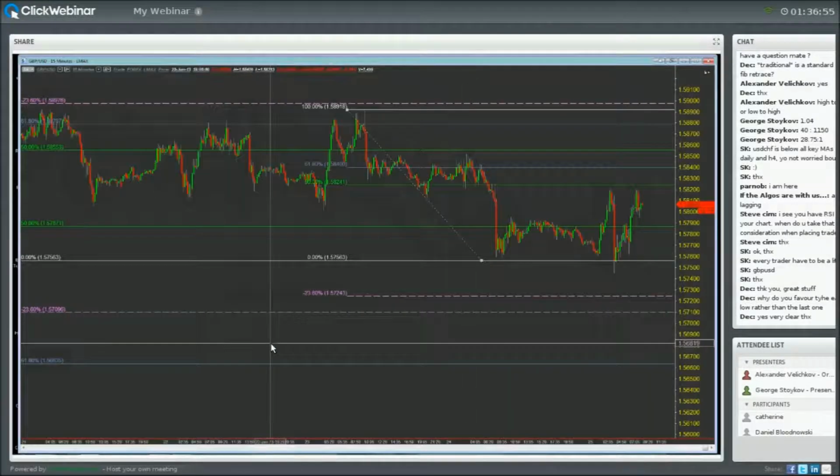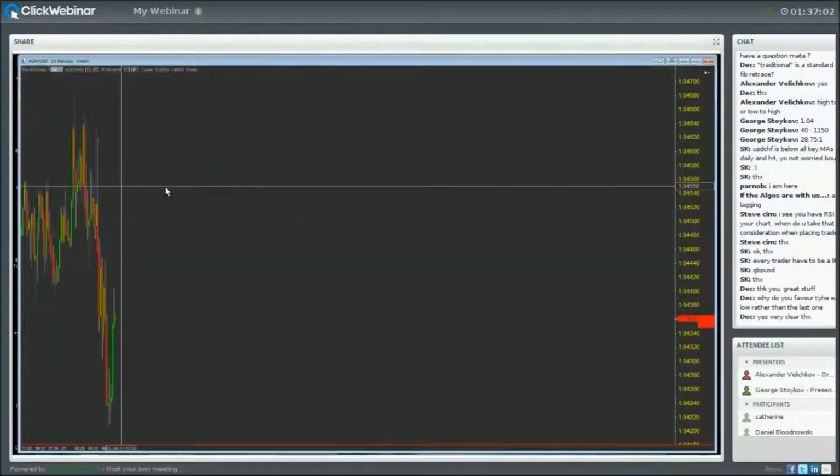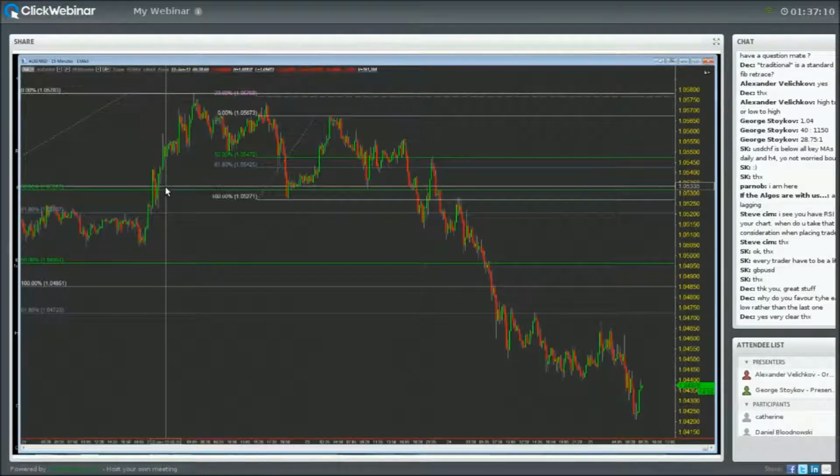Let's move. You guys wanted to have a look at the Aussie dollar. Okay, Aussie dollar. Aussie dollar right now getting offered heavily. Just waiting for my chart to backfill. It's been terrible price action.